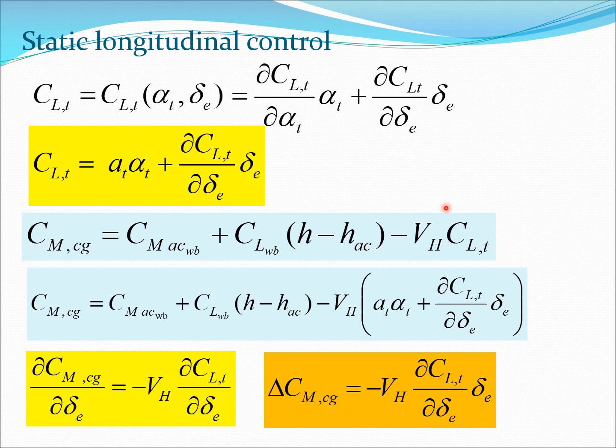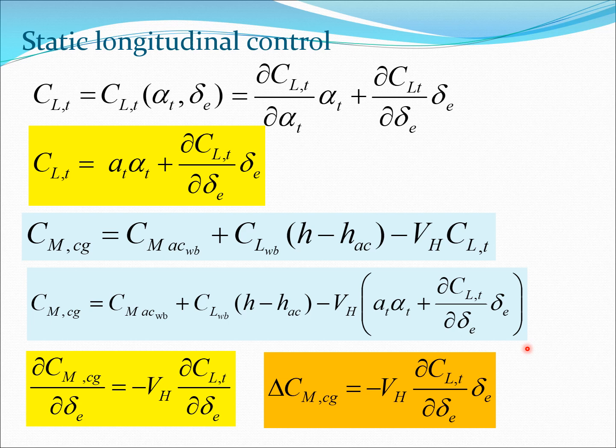Now go back to the CMCG formula which we obtained in some of our previous lectures. CMCG has a component due to CMAC of the wing body, then a component due to the wing body itself. CLWB is the lift coefficient of the wing body, with the value H minus HAC, and then you have the component which is coming from the tail, related to CLT. So now we take this CLT, shown in this yellow box, and plug it into this equation. So I get CMCG as this equation here.